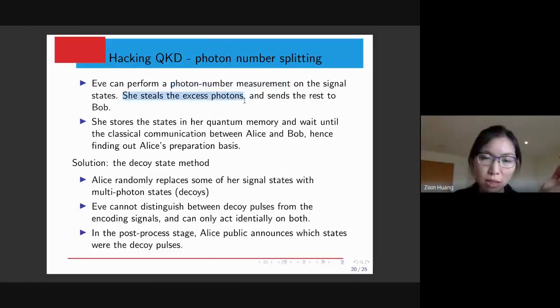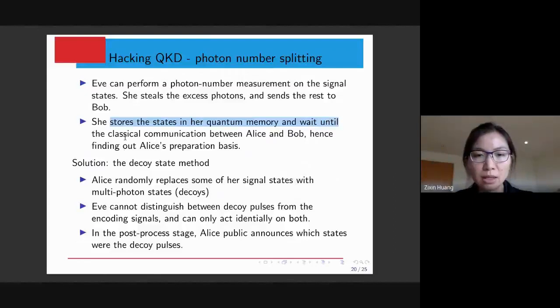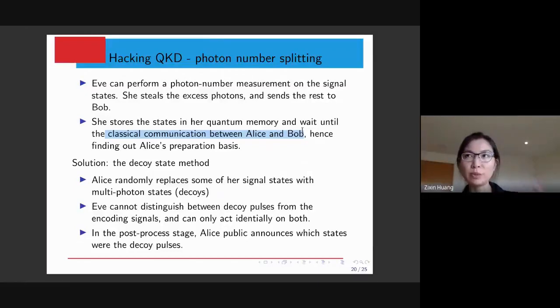She can definitely steal them by, for example, putting them through a beam splitter and then keeping some for herself. And she's also allowed by physics to store the states in her quantum memory until the classical communication between Alice and Bob happens. Remember, this is when Alice and Bob exchange which-basis information. Hence now she can find out Alice's preparation basis. And now she just takes the quantum state that she stored in the quantum memory and measures it in the correct basis, and she'll know exactly what Alice has sent. Now, this is a problem.